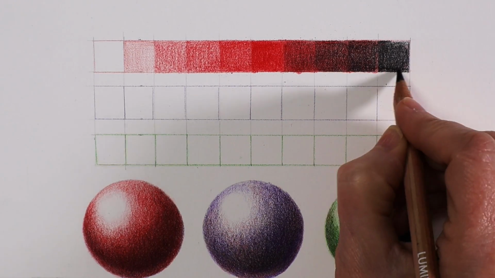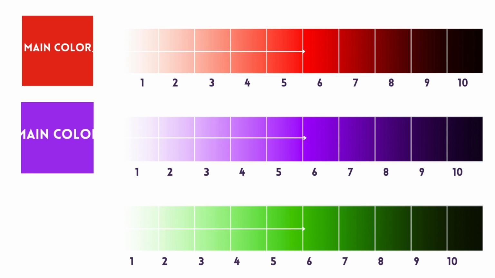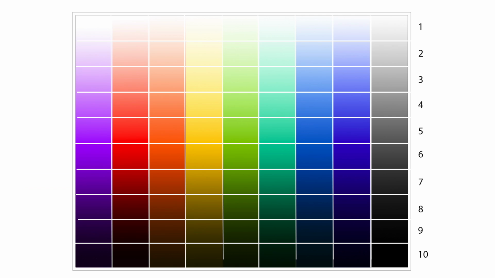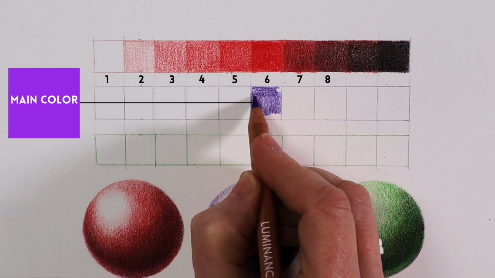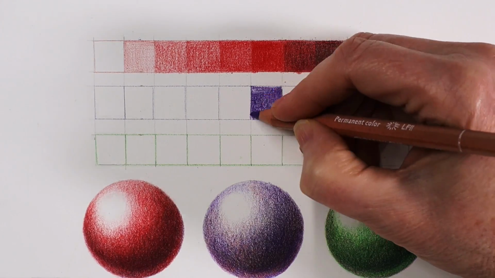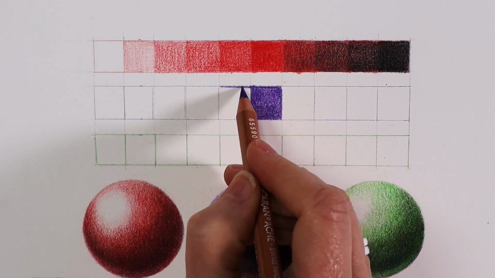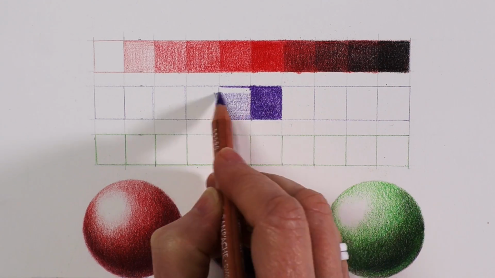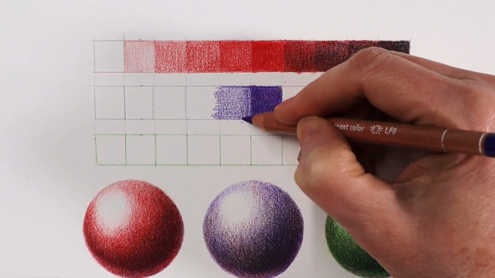As you become more familiar with values, you'll know automatically what the number is. Let's look at our colors now and find the corresponding numbers. We can see that the red, green, and purple sit about the same place on the color chart. It's about a 5 or 6. So now that we've determined the color number, I'll start adding them to the value scale, and I'll switch to a time lapse at this point.